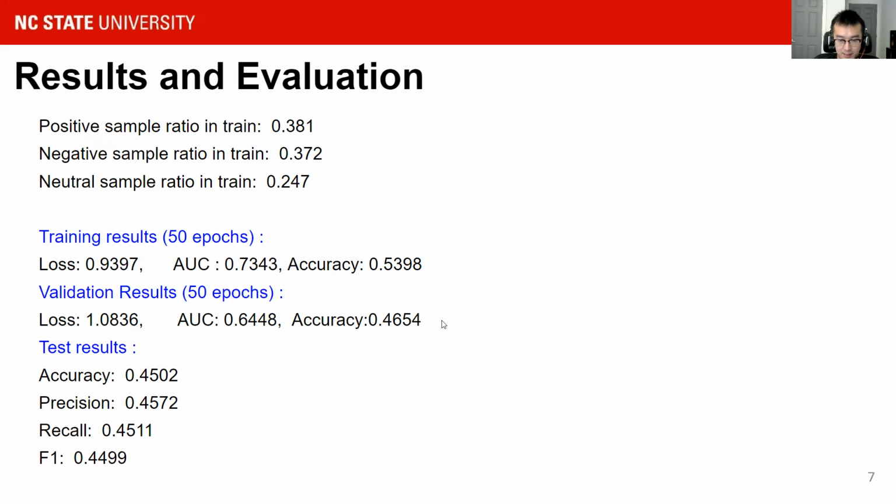For our overall test results, we have accuracy of 0.4502, precision 0.4572, recall 0.4511, and F1 score of 0.4499, which is actually considered decent, considering the industry. A successful trader generally has an accuracy score of barely above 50%.